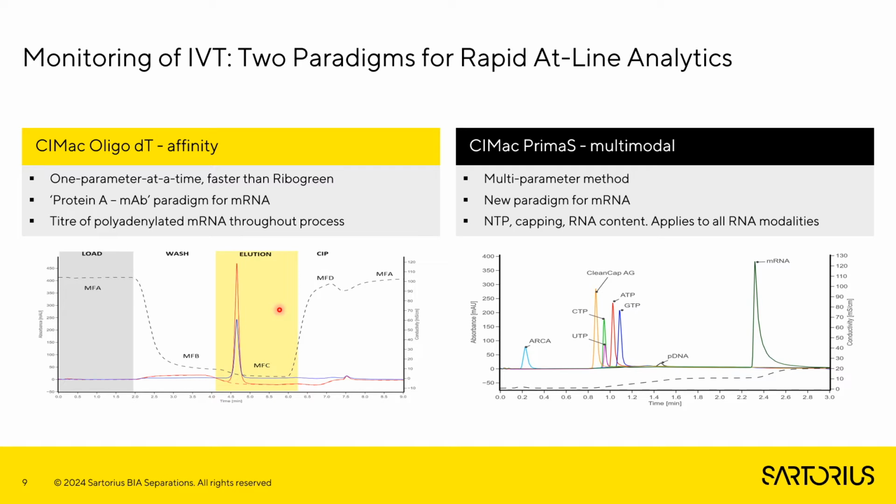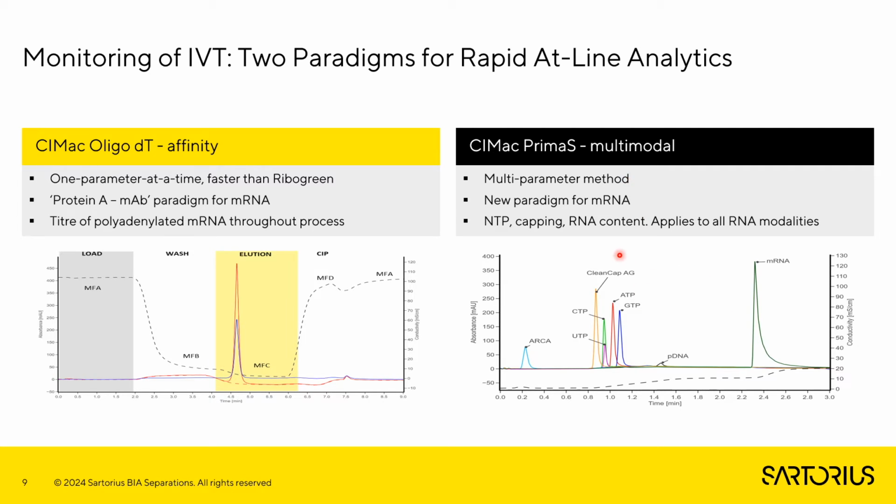Now, when we talk about the IVT reaction, we saw earlier that it contains a lot of different building blocks which are critical in the production of RNA, because without the building blocks, we cannot produce RNA anymore, and our reaction will stop. And so we have developed and optimized this multimodal chromatographic ligand called Prima S, and we packaged it into this CMAC analytical column format, which allowed us to develop an analytical method to separate and quantify the key different building blocks in the IVT reaction.